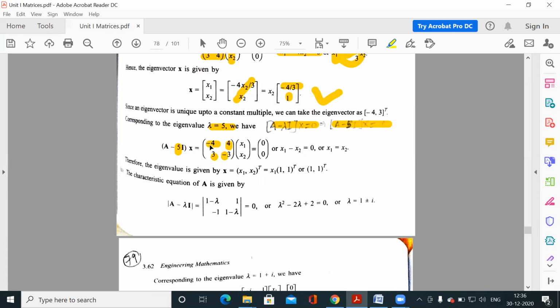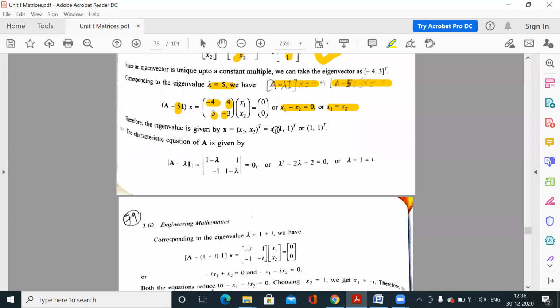You will get one equation only, minus 4x1 plus 4x2 is 0. You divide that equation by minus 4 and get x1 minus x2 is 0, so x1 is equal to x2. Again one variable is independent because the rank is 1 and two variables are there. If x1 is 1, x2 is 1. If x1 is minus 1, x2 is minus 1. If x1 is 1 by 2, x2 is 1 by 2. So there are a lot of eigenvectors. We have taken x1 as 1 and x2 as 1. You can write these vectors in terms of k, or directly write the value of k. We have taken k as 1, so the eigenvector is 1 1.